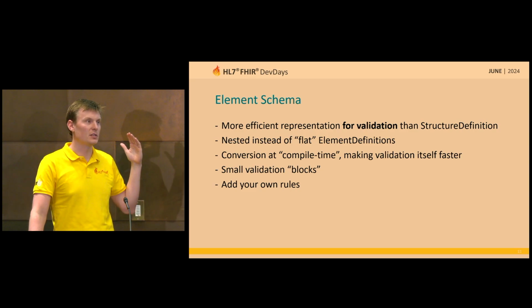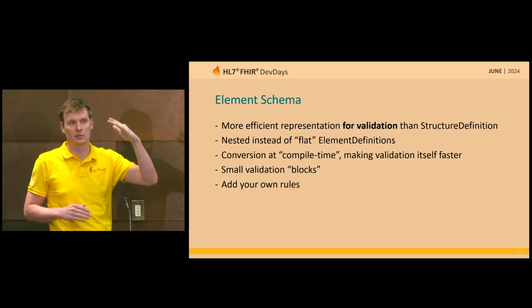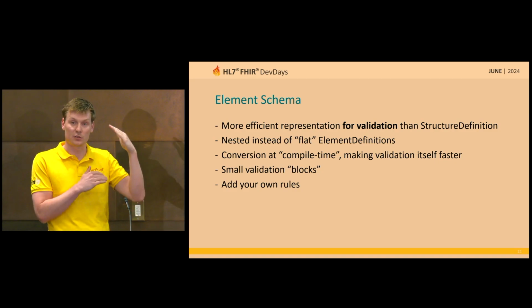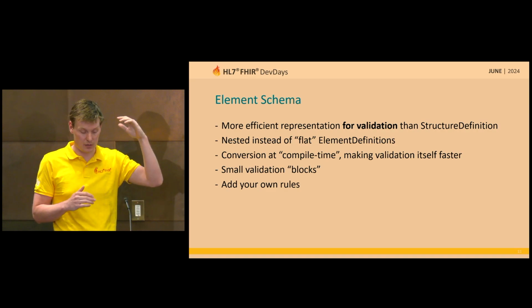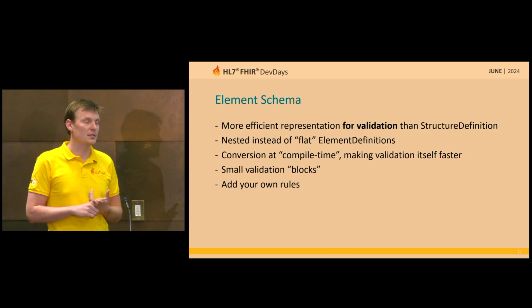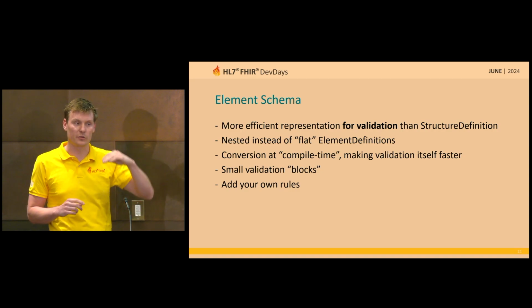A structure definition is a flat list of element definitions, right? So child elements in the structure definition resource are a sibling of their parent. That makes it a little less efficient for a validator to know where in the tree you are.